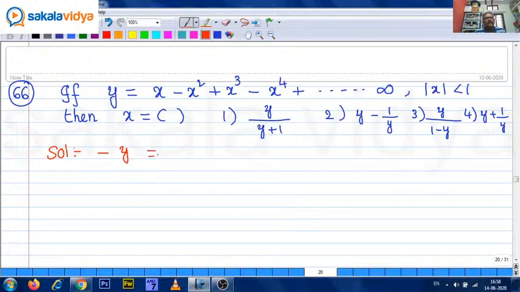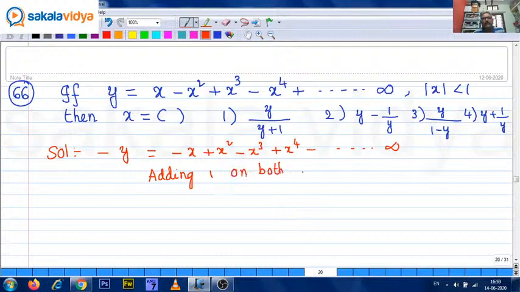Minus y equals minus x plus x square minus x cube plus x to the power of 4 minus and so on to infinity. Adding 1 on both sides, what shall we get now? So we get 1 minus y equals 1 minus x plus x square minus x cube plus x to the power of 4 minus and so on to infinity.